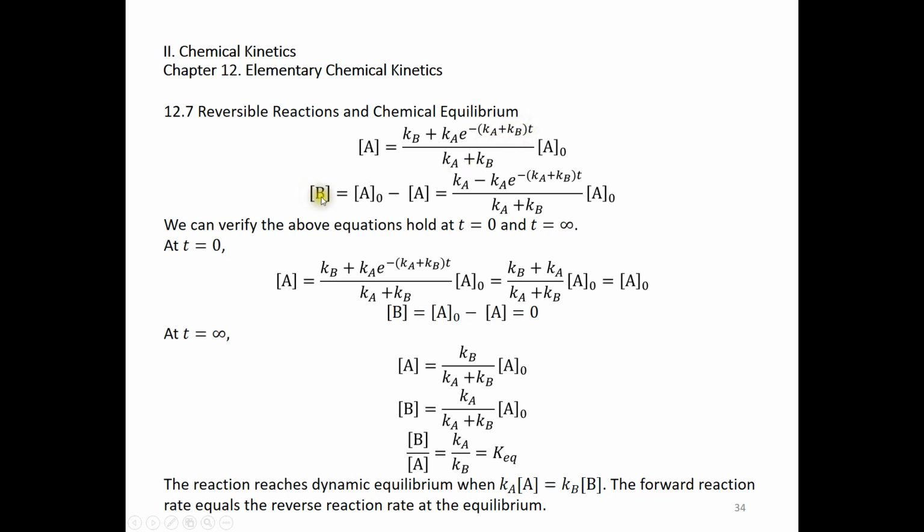What about B? [B] is [A]_0 minus [A]. So we just use [A]_0 minus this expression, and we'll get k_A minus k_A times the same exponential function on top, k_A plus k_B on the bottom, and then multiply by [A]_0.